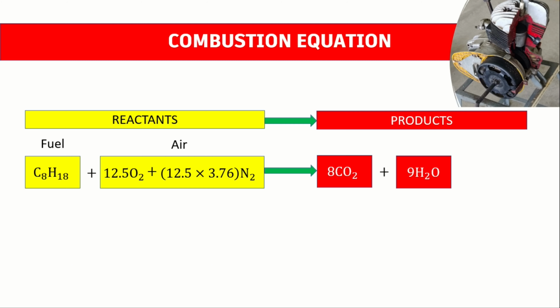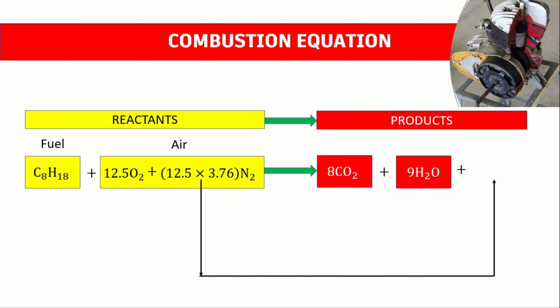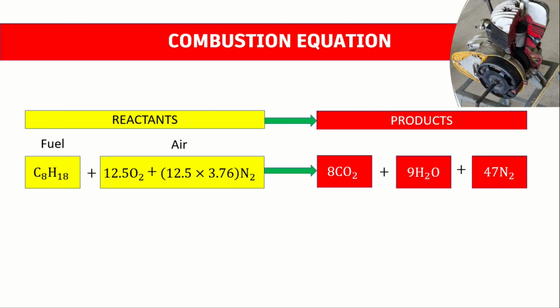Now, because we are sending the nitrogen in, it has to also come out. So the amount of nitrogen moles coming out is 47 N2, that is 12.5 into 3.76, which is equal to 47. So this is the complete reaction, the combustion equation.